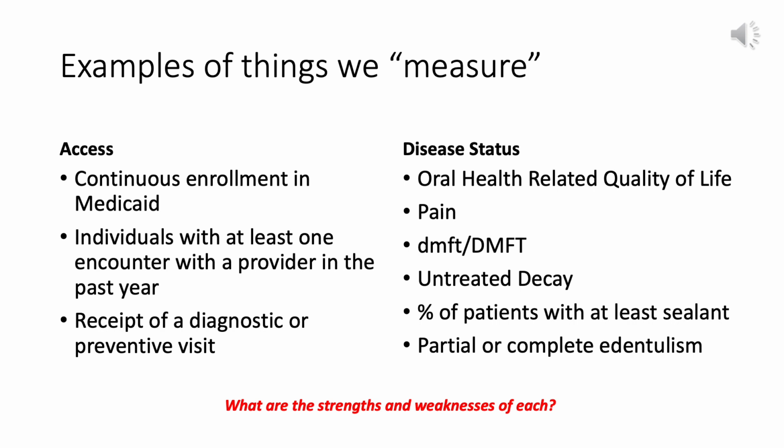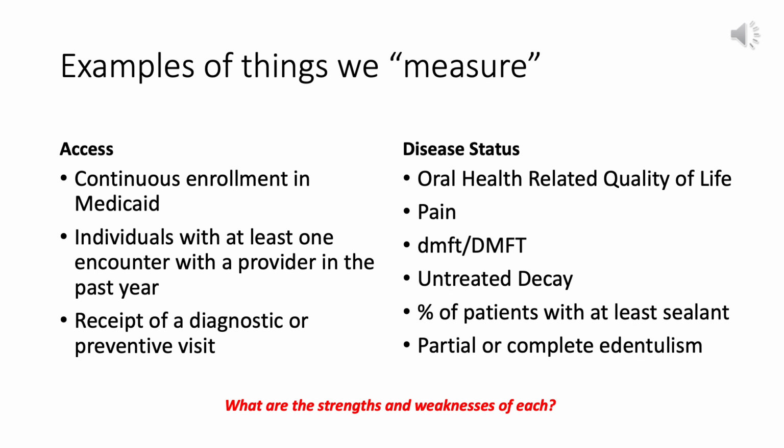Other ways would be specifying types of procedures that someone received, such as how many people received a diagnostic or preventive visit in the last year. As you can imagine, there are likely strengths and weaknesses for each of these. The second would be measuring disease status, and this is likely what you are most familiar with. I'm going to go ahead and skip over oral health related quality of life to begin, but one way that we can measure is pain.